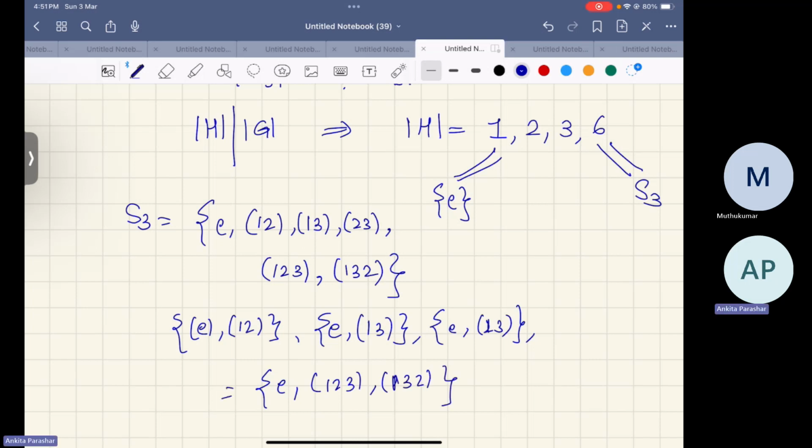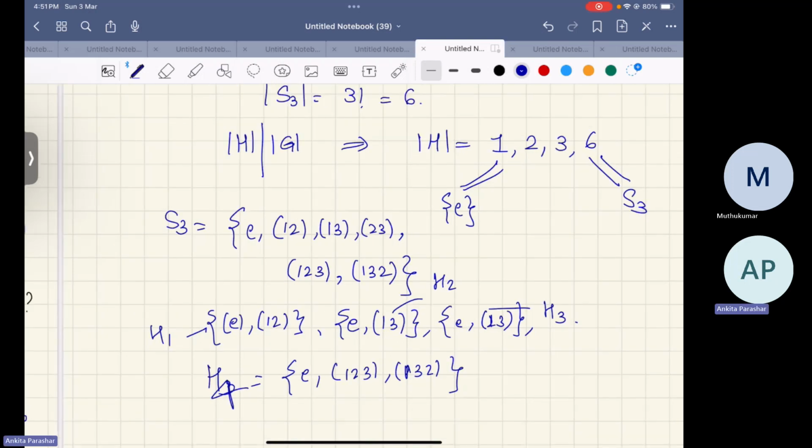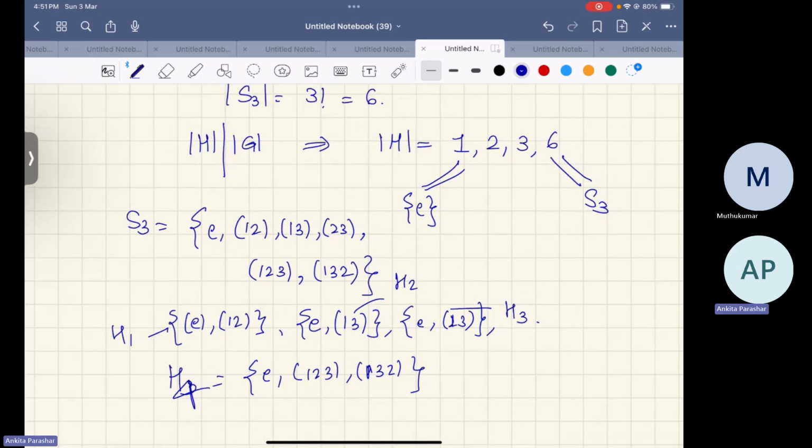This is, let's say, H1, H2, H3, and H4. Now, which one do you see that those are transitive subgroups? Of course, this is isomorphic to A3 also. So our A3 group has order 3 factorial by 2, which is 6 by 2, 3. So this is the same as the alternating group of order 3.